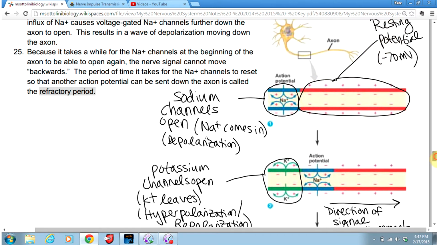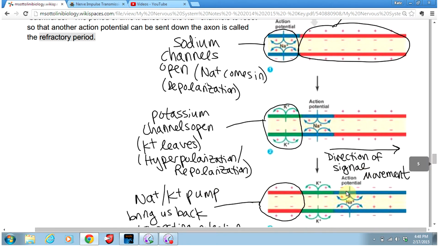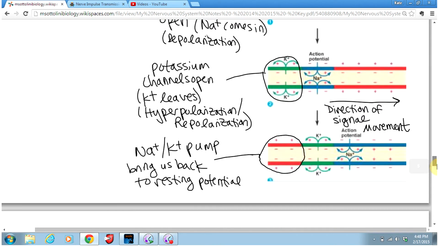Now, once our positive charge comes in, it's going to cause more Na+ channels along here to open, and we're going to see the action potential moving farther and farther down. Right behind it, we see the potassium channels opening, and we're going to see hyperpolarization and repolarization. So we're going to see the action potential sweeping down, and eventually the beginning of that axon is going to return to resting potential due to the sodium-potassium pump.